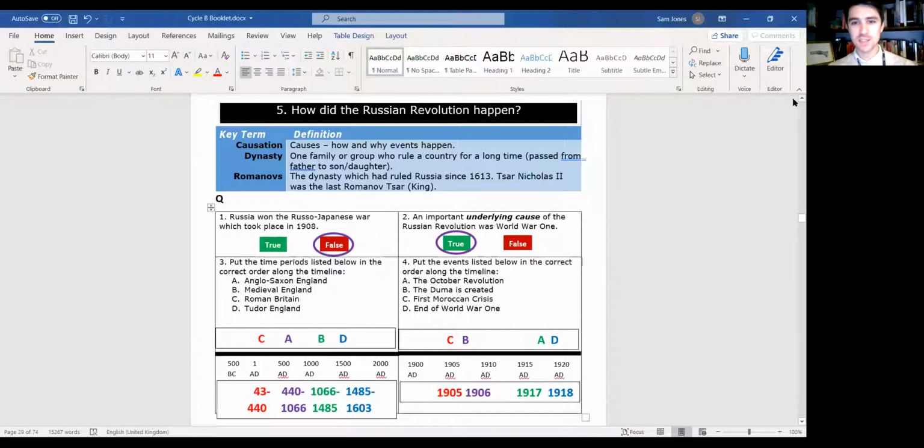An important underlying cause of the Russian Revolution was World War I. And you'll also see there that the time periods are in order too. And also the events, and I've given you the dates, the years as well. What you need to do now is pause the video, take out a green pen and tick or correct your answers. Pause the video now, 1 minute.